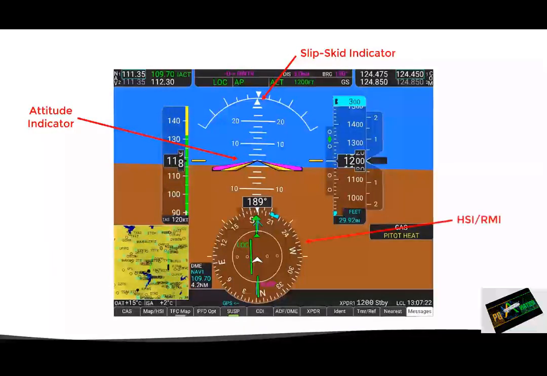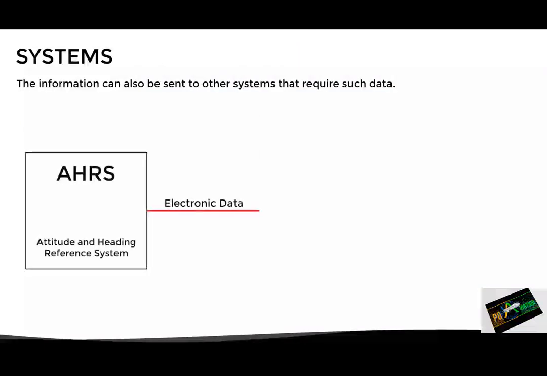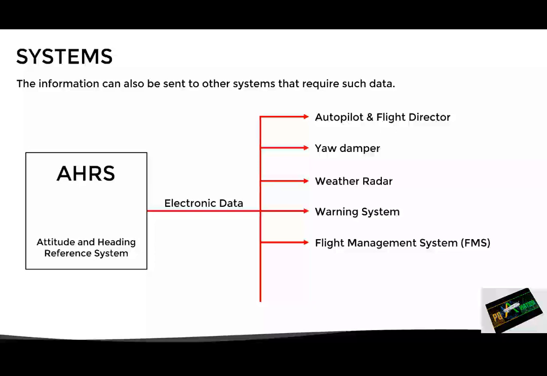And although the main purpose of the AHRS is to feed the flight instruments, the information can also be sent to other systems that require it, such as the autopilot and flight director system, the yaw damper, the weather radar, the monitoring and warning system, the flight management system, the flight data recorder, and the ACARS.